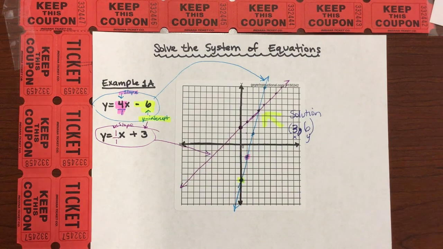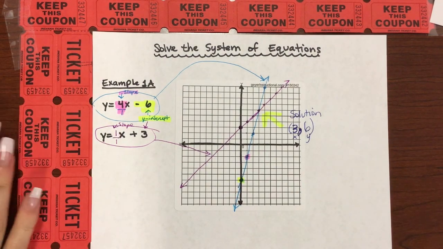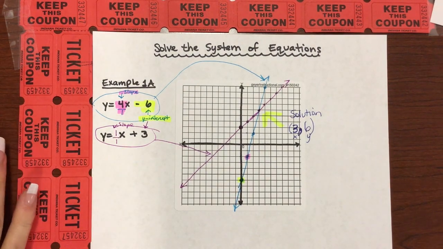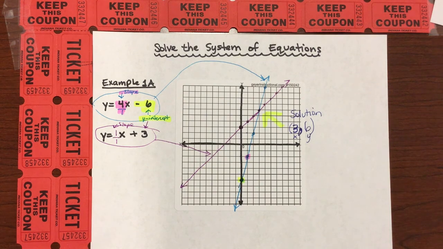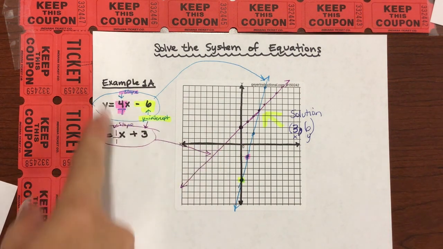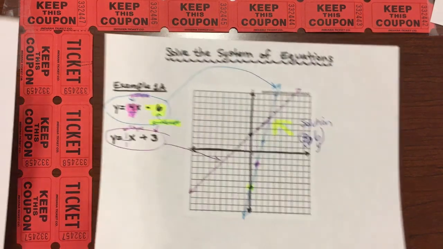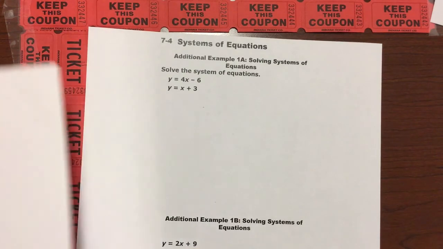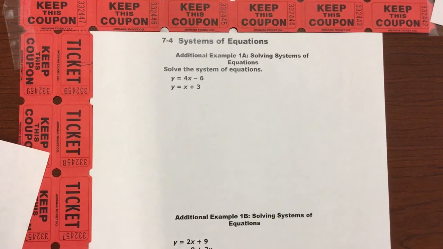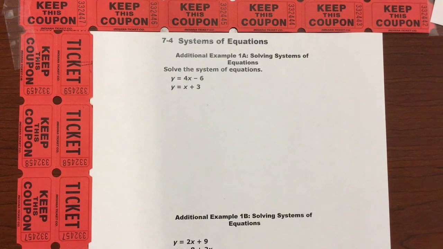Okay, so now that we have solved this graphically, you're not going to have to do this. Well, not yet at least. This is just for your understanding of the big picture of what's going on. We've already figured out that the solution, where these two lines intersect, is 3, 6. Now, what we're going to do in your notes is figure this out algebraically.